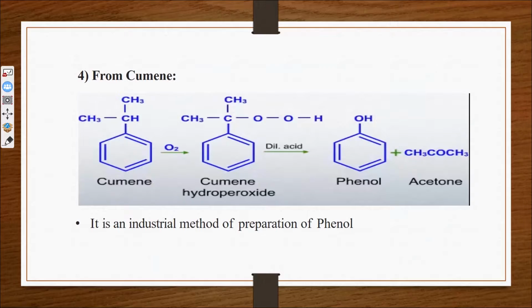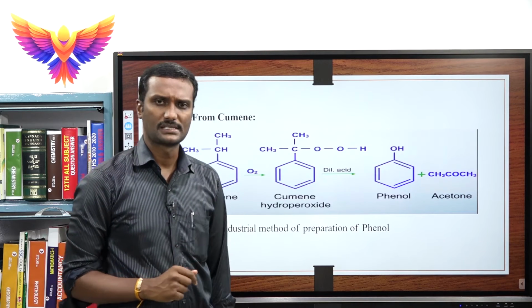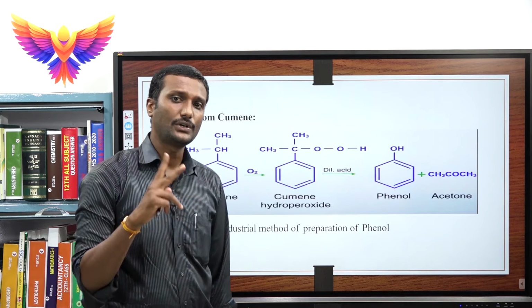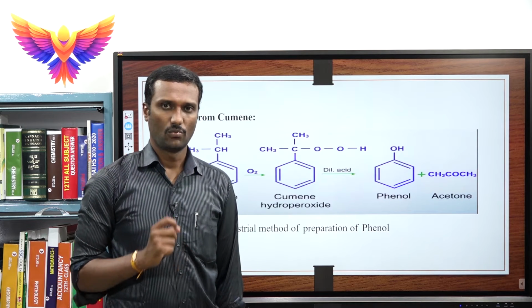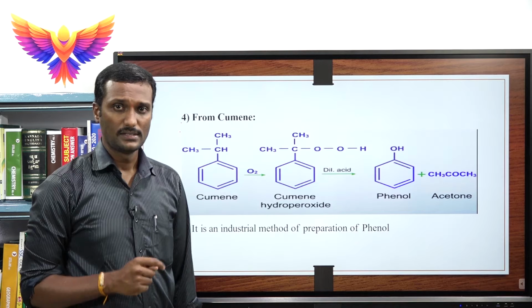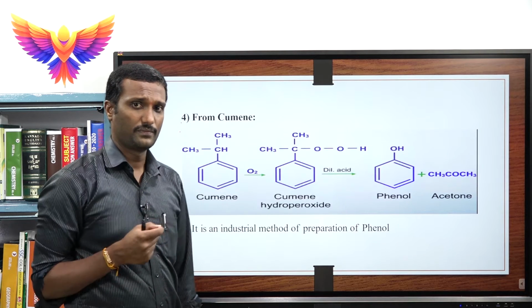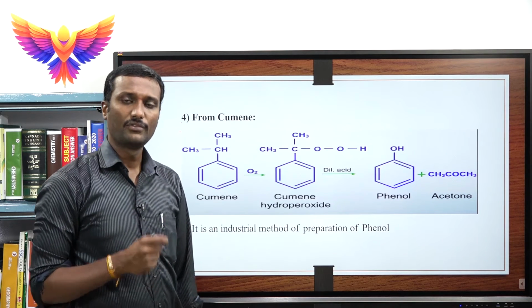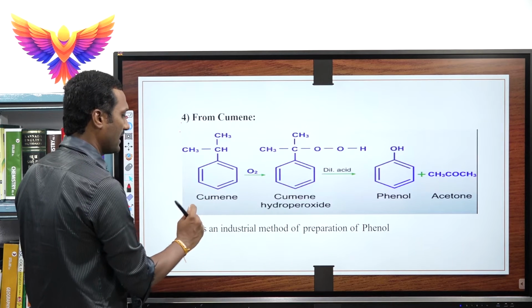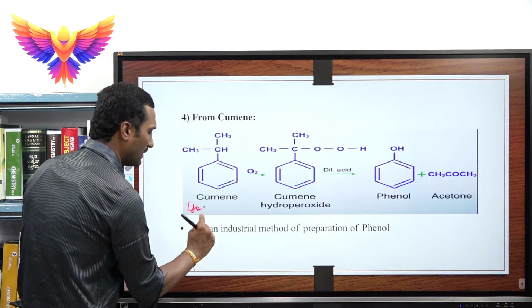Yes, very important, students. The cumene process is a process for the preparation of two products: one is phenol and the other is the acetone group. In this cumene process, we take isopropyl benzene. Cumene is also called isopropyl benzene.